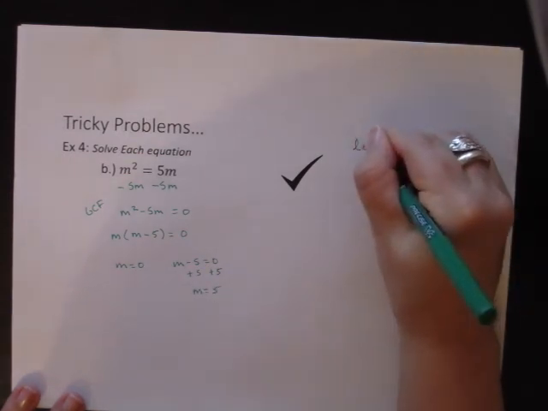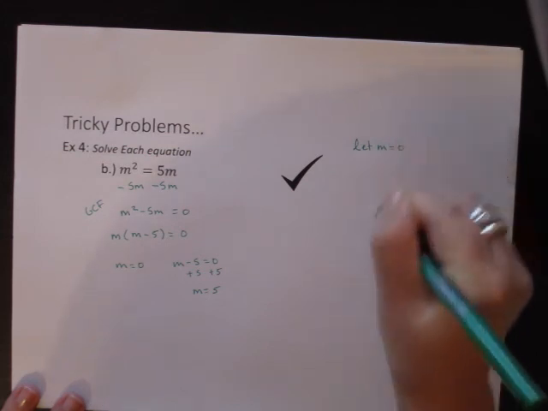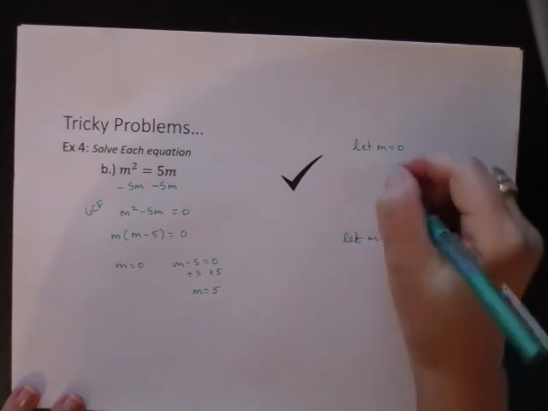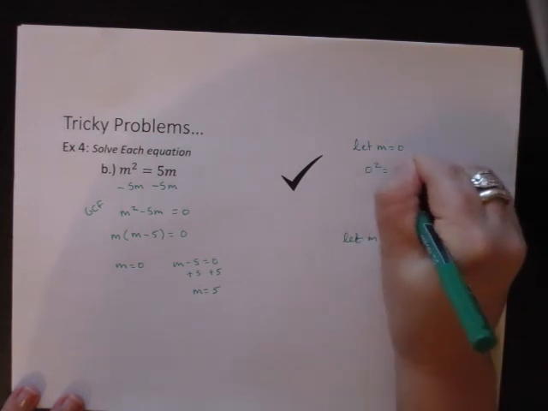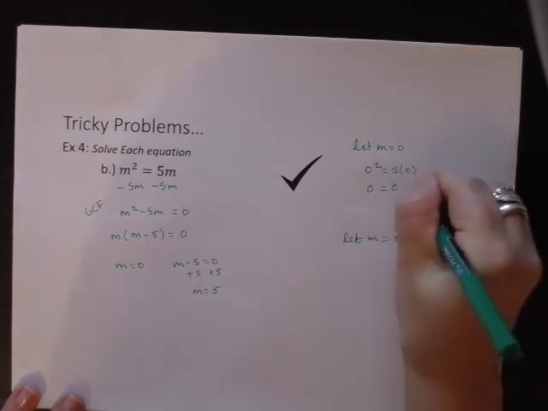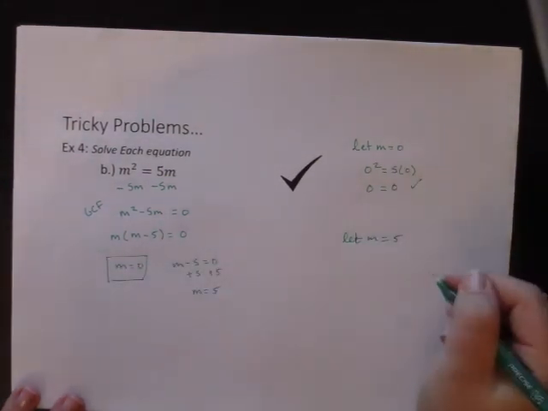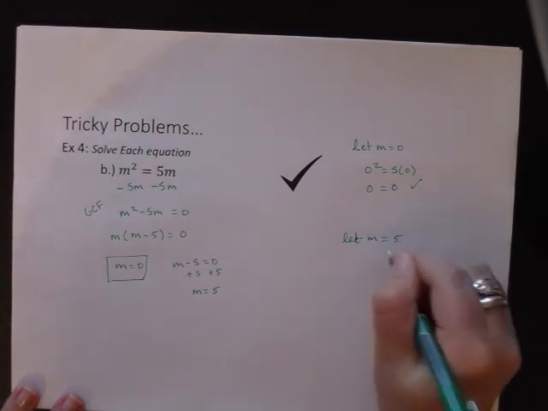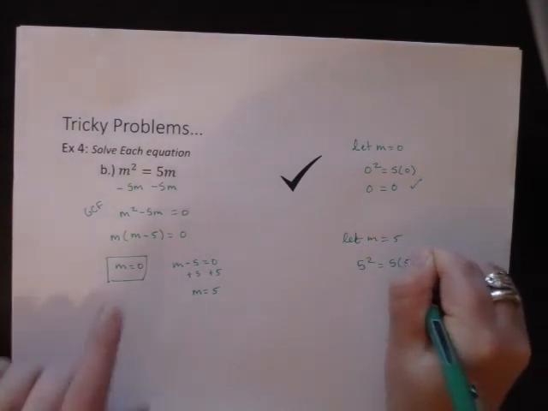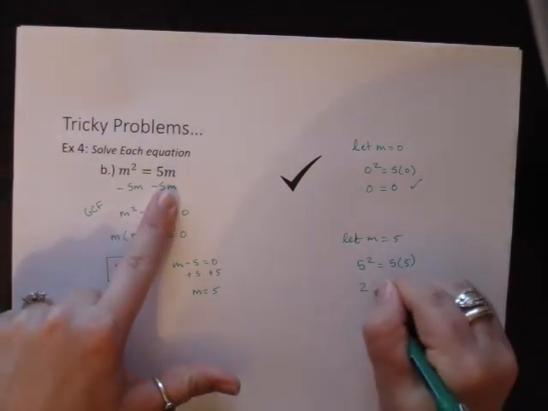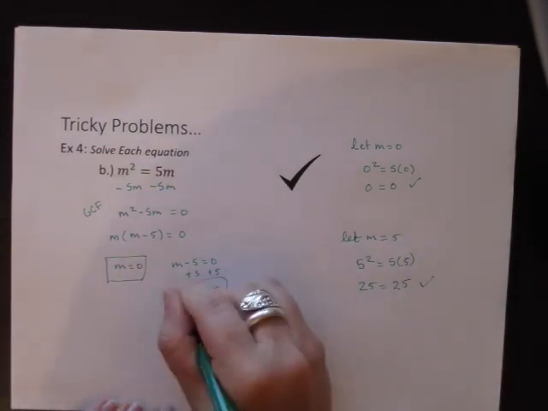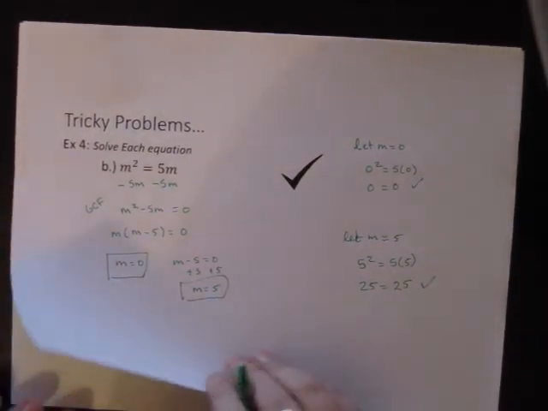Because I have two solutions, I'm going to let m equal 0, and I'm going to let m equal positive 5. Go to my original equation, so 0 squared equals 5 times 0. 0 squared is 0. 0 times any number is 0. Bam, done with that one. I'm going to let m equal 5, so I would go 5 squared equals 5 times 5, original equation. 5 squared is 25, and we know that 5 times 5 is 25. That's a true statement. I box my answer, and I'm done with that problem.